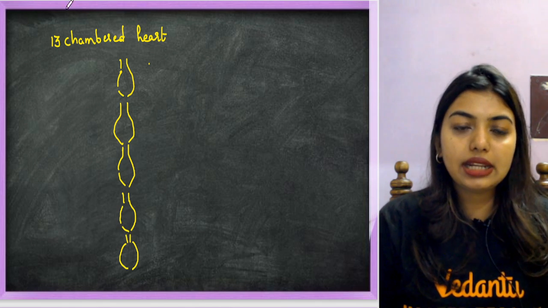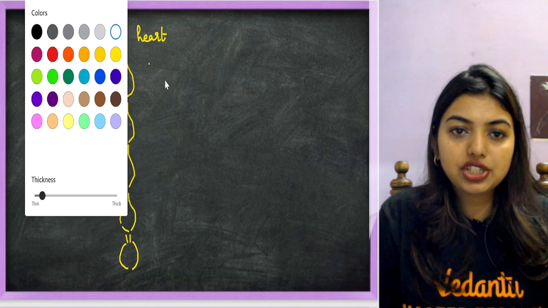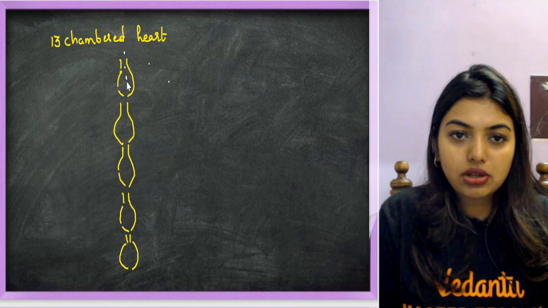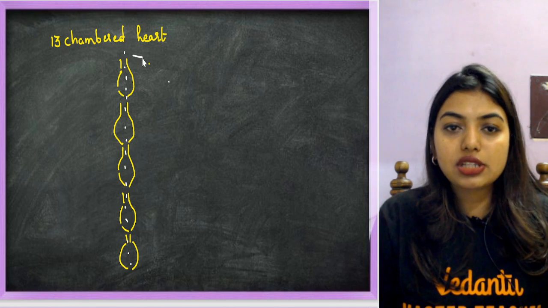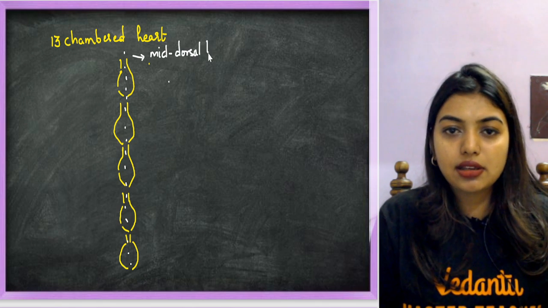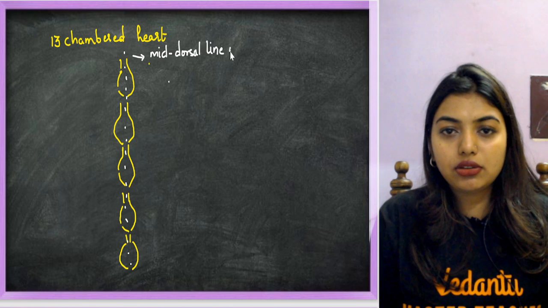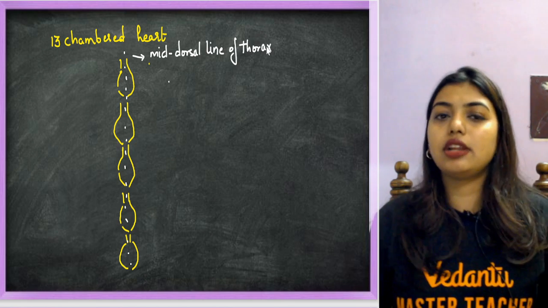So now they are telling that this whole heart is on a muscular longitudinal chamber. And where is it present? In the mid dorsal line, that is very important. Mid dorsal line of the thorax.